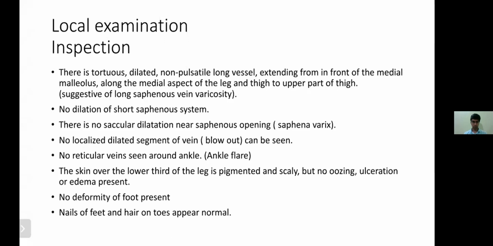Suggestive of long saphenous vein. So do I say what does it suggest or just say what I see? No, just say what you see. Never say suggestive of it, not in your examination part. It's in the summary part, in the diagnosis part.